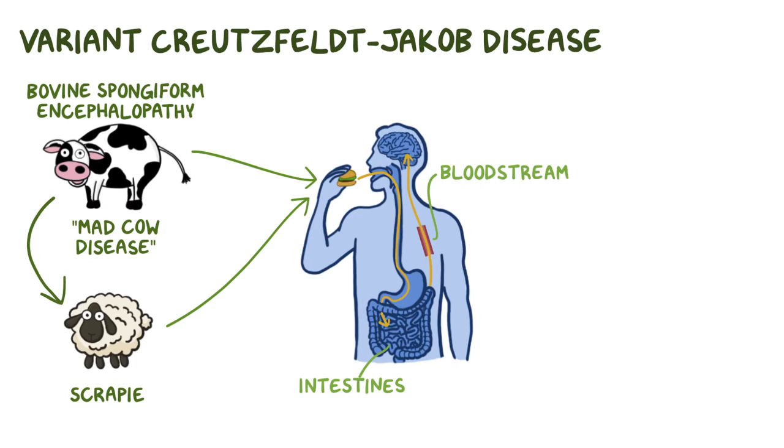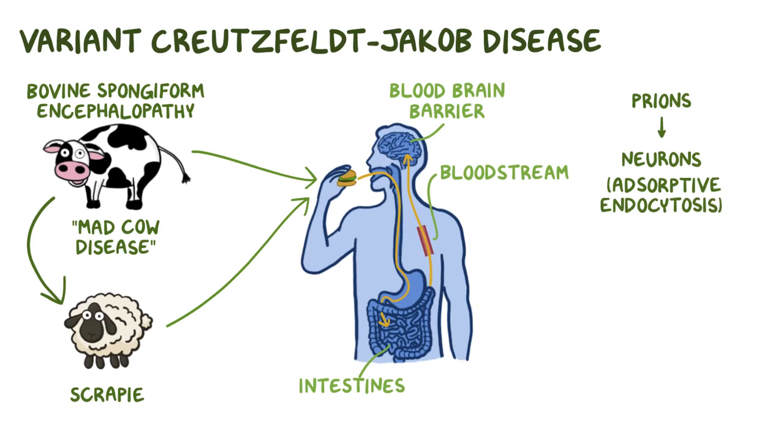It's thought that the protein can somehow get through the blood-brain barrier and then enter the neurons by a process called adsorptive endocytosis. Adsorptive endocytosis is a process where the plasma membrane of nerve cells folds inward to bring in substances that would otherwise not be able to cross the plasma membrane by themselves.